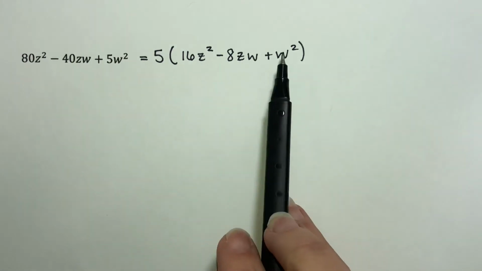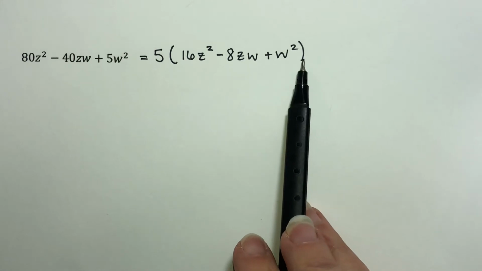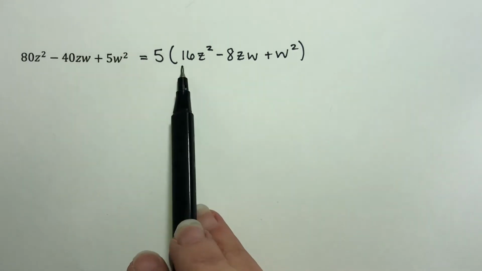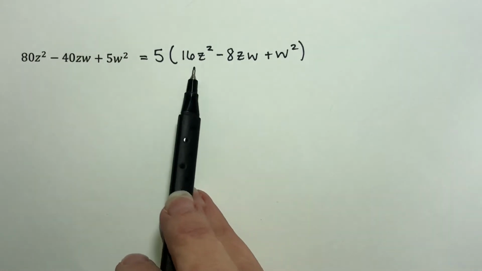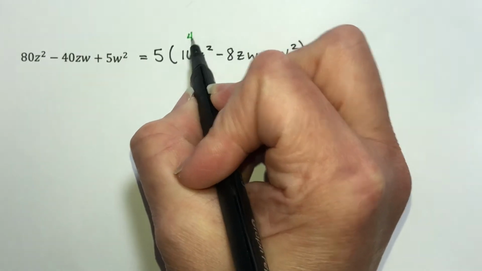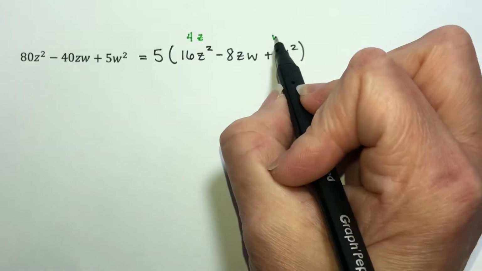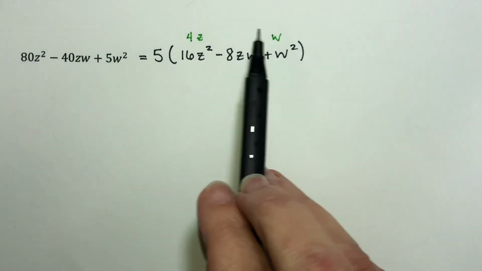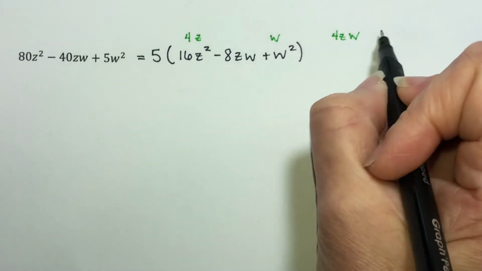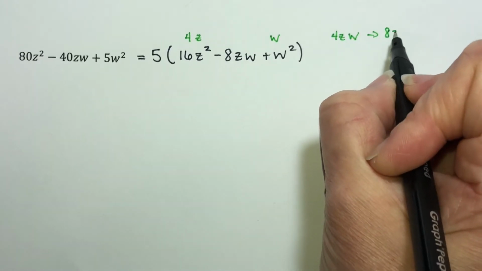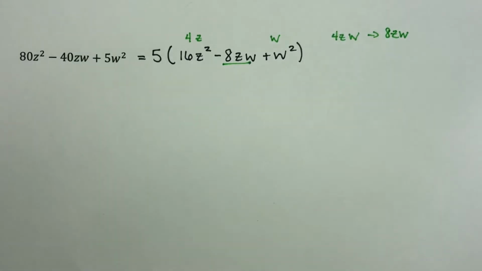Okay, now I need to see if this will factor further. I have 3 terms. I notice I have a plus sign here and that these two things are perfect squares. So I ask myself, what is the square root of 16z squared? Well, that would be a 4z. The square root of w squared would be a w. If I multiply these two things together, I get a 4zw. And then if I double that, I get 8zw. Does this match this? Yes.